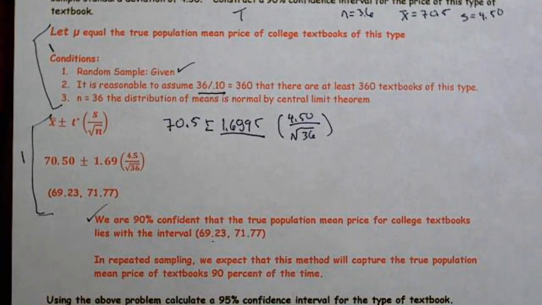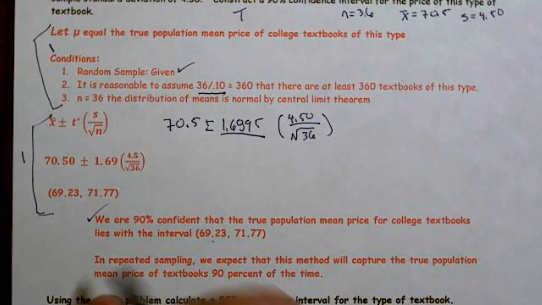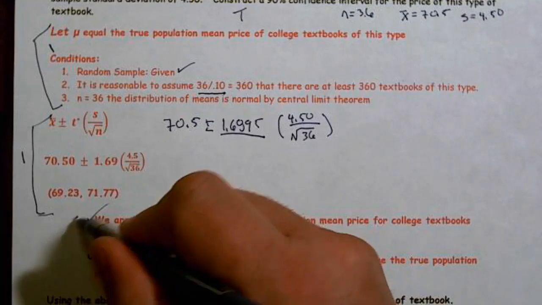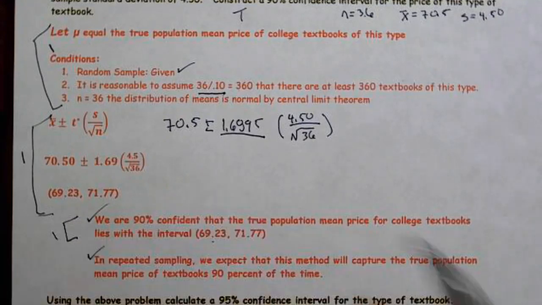If they ask me to explain the meaning of the confidence level, I'd say in repeated sampling, we expect this method will capture the true population mean price of textbooks 90% of the time. All right, and that would take care of that. And really, there's usually some other question, because this right here is typically worth 1 point. Usually they have some other question to make it up to 4 points, but that will get you at least 3 of the 4 points. And usually, like I said, there's some other question that goes with it.